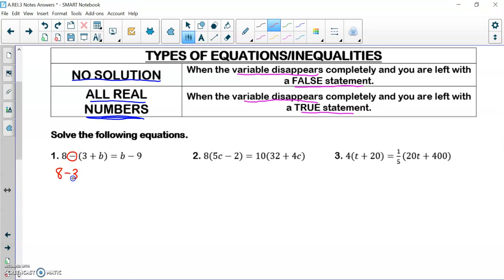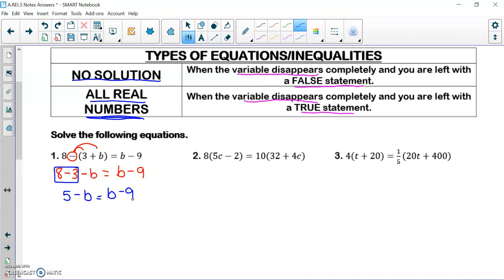So I wind up with a minus 3 minus a b when I distribute that in. On the right side, I don't need to simplify anything, so I just rewrite it. Now, on the left side, I still need to simplify some things. I need to simplify the 8 minus the 3, which is a 5. And then I have a minus b is equal to a b minus a 9.